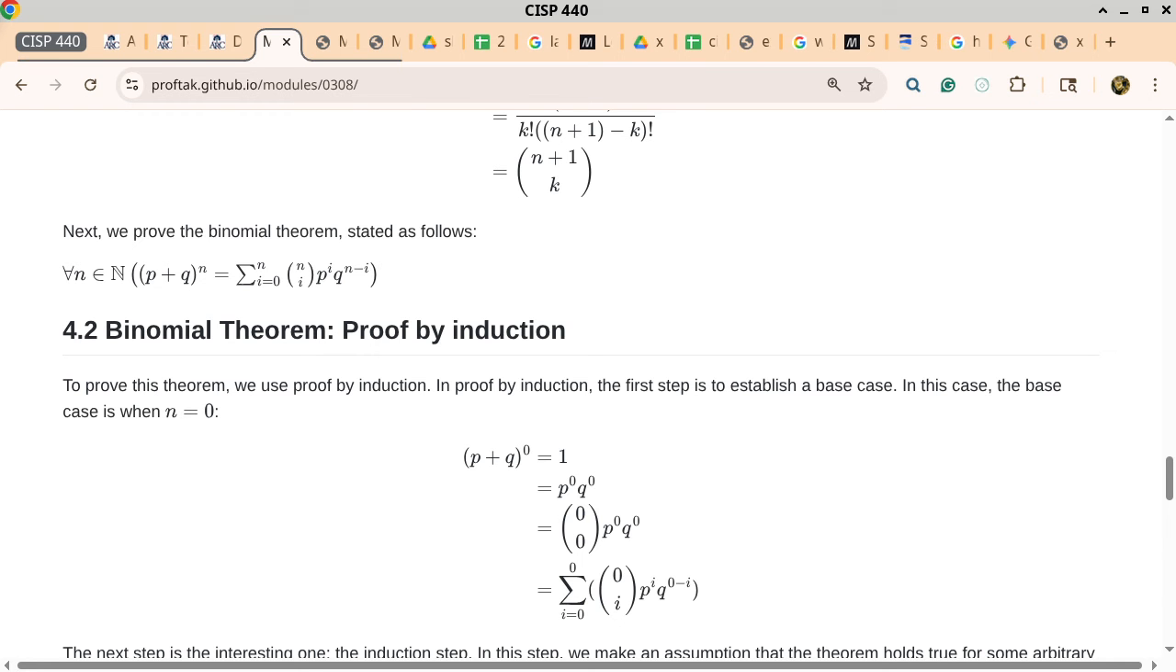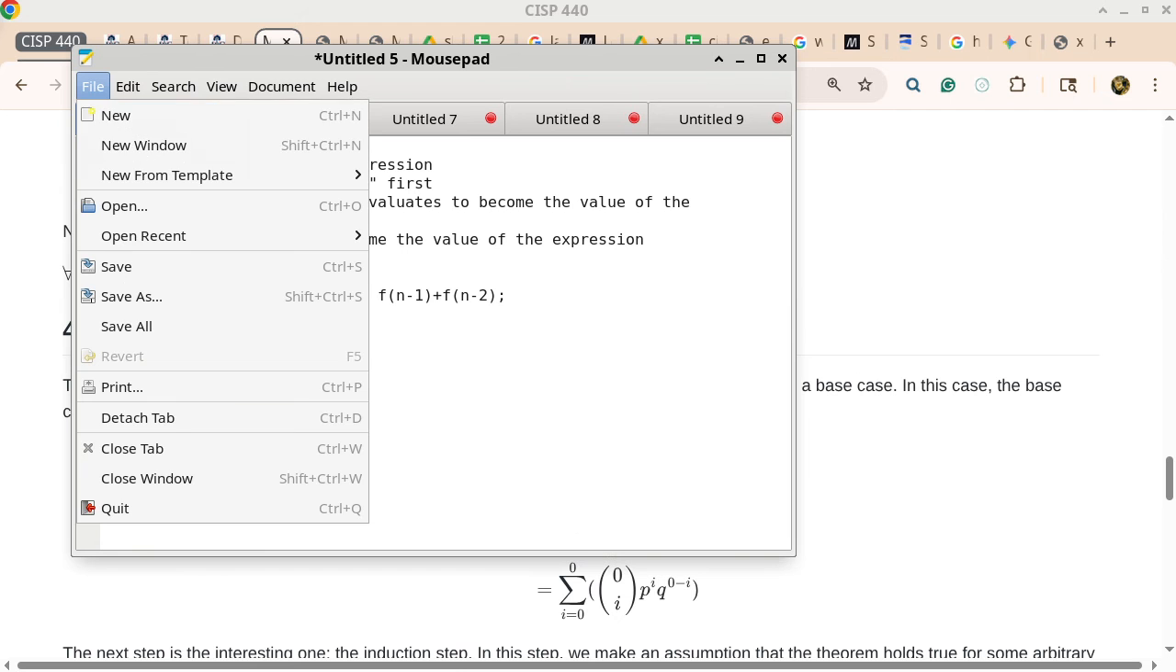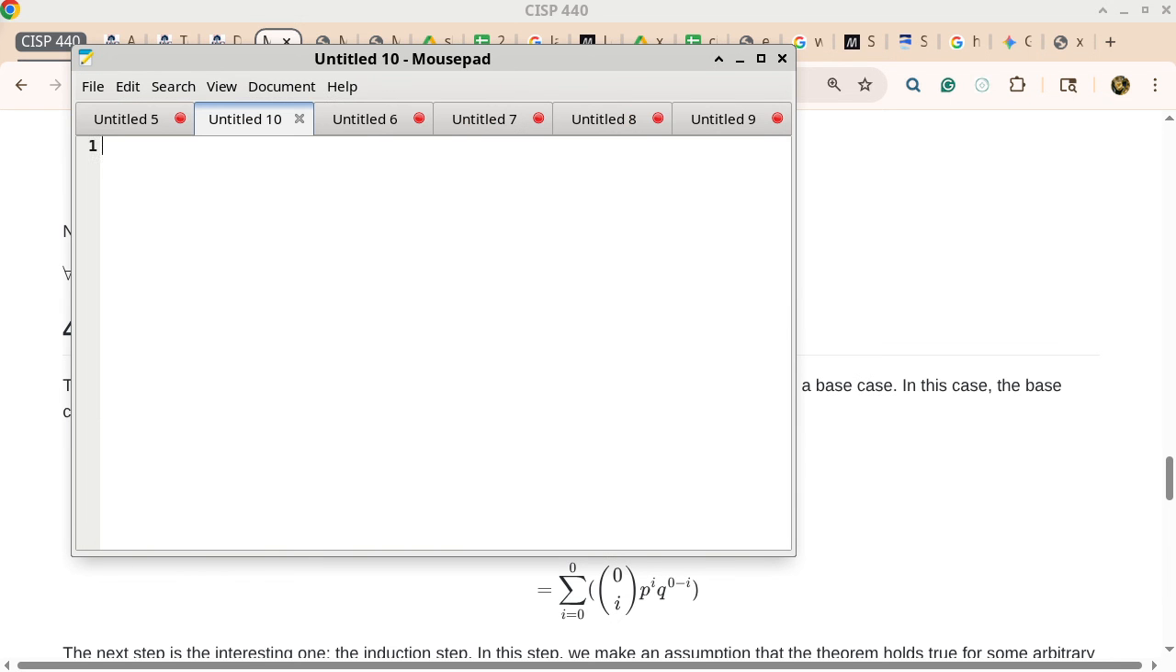But instead of doing this particular proof, I am going to show you a slightly different kind of proof, and that is going to be based on a recursive function. So let me start up mousepad so I can show you the function that I want to use. This is not it. I'm going to create a new document.